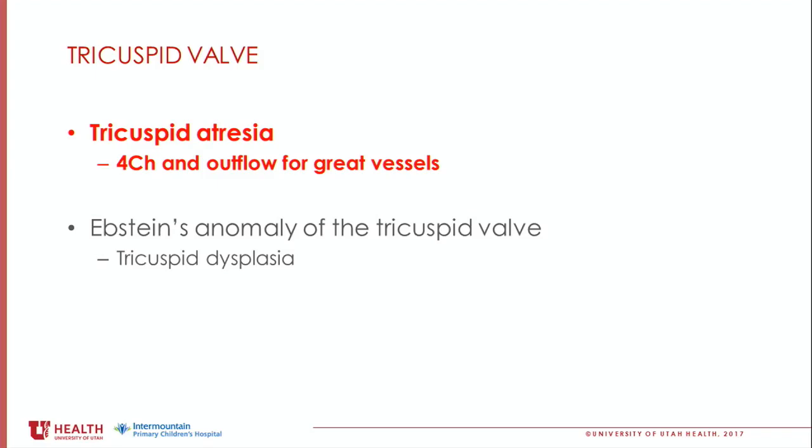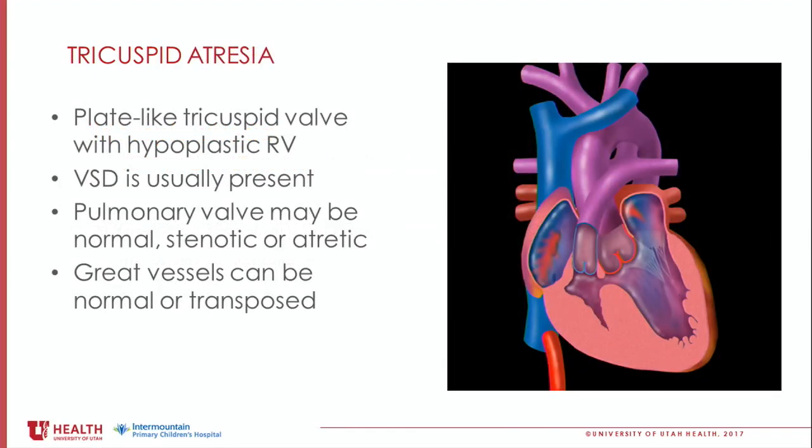So starting with tricuspid atresia. You have a plate-like tricuspid valve. That's the main thing, the most common thing. Plate-like tricuspid valve. A ventricular septal defect is usually present, but not always. And then the pulmonary valve may be normal, stenotic, or atretic, but that's in the situation where the great vessels are normally related, as shown here in the picture.